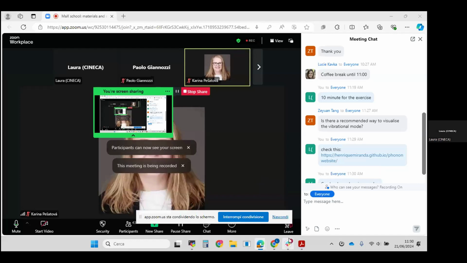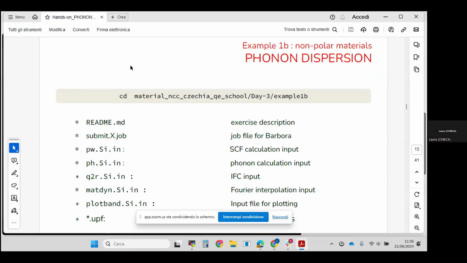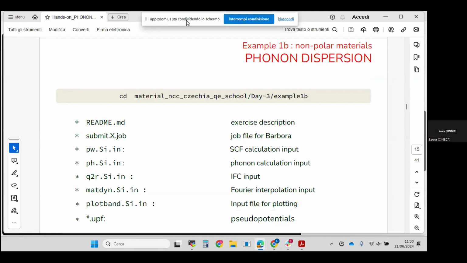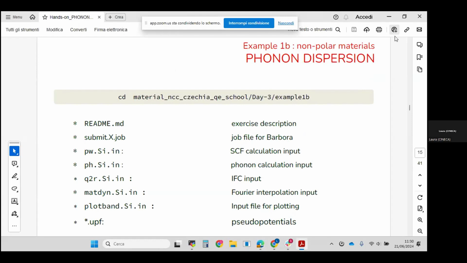Okay, so I see that you are running example one. Let me share the screen again. So let's go here. Okay, so now we saw how to run a phonon calculation for frequencies at a single Q point. Let's now see how to compute a phonon dispersion.